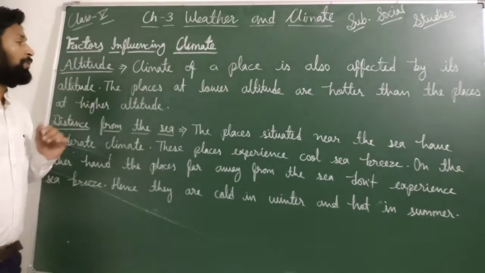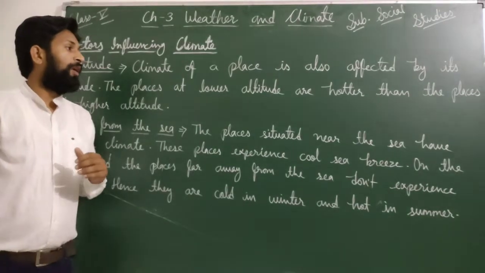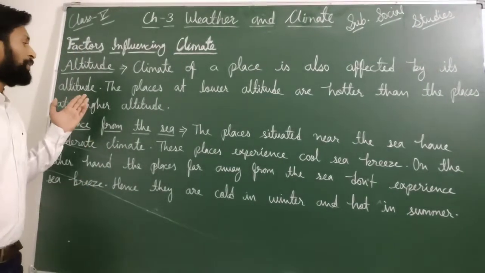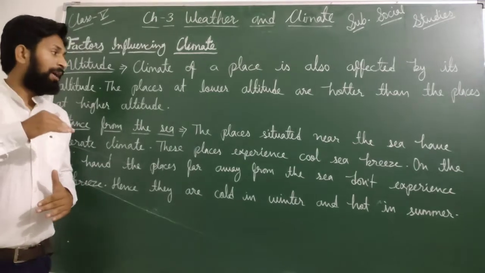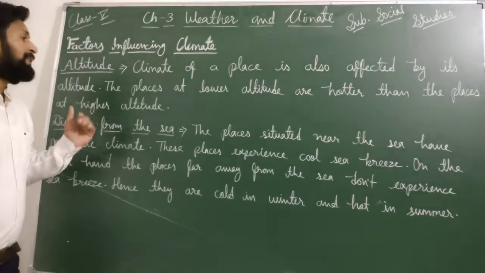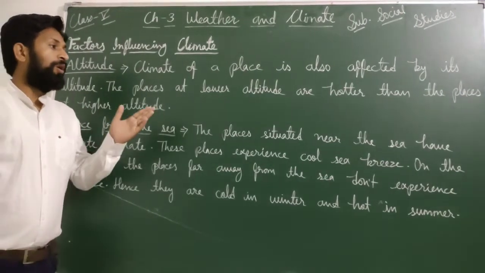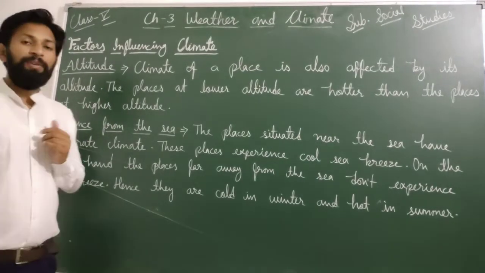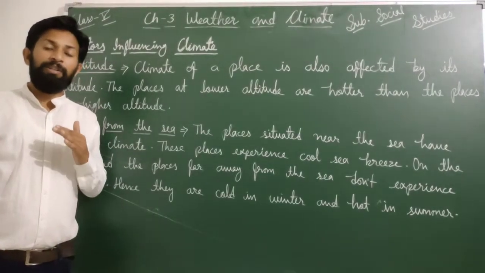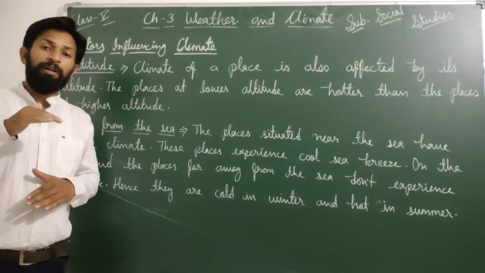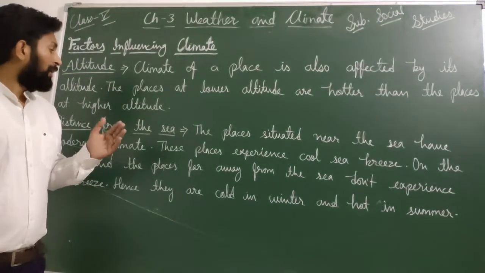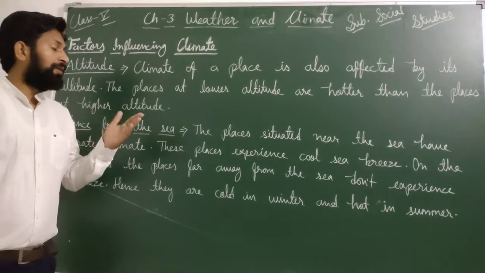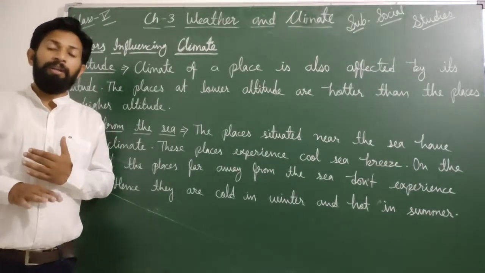Second is altitude. The climate of a place is also affected by its altitude. Altitude means the height from the ground. The places at lower altitude are hotter than the places at higher altitude. Places which are at a height from the ground level are much colder, and places at the downside feel hot.